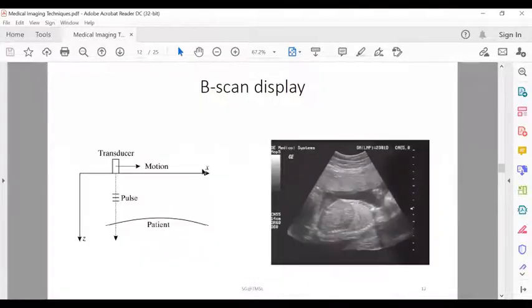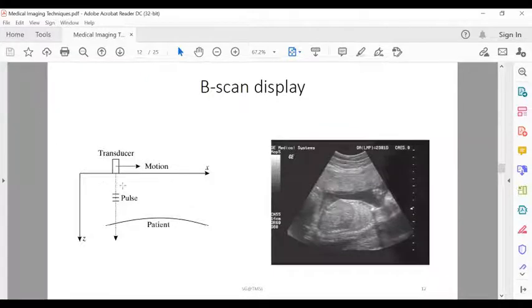Next is the B scan display, where it is a two-dimensional image, and B stands for brightness. So B scans give two-dimensional information about the cross section of a stationary organ or body structure. And the brightness of the oscilloscope is controlled by returning echoes. And here the transducer is moved with respect to the body, and vertical deflection of the oscilloscope corresponds to the movement of the transducer.